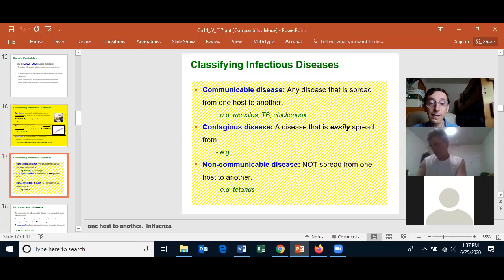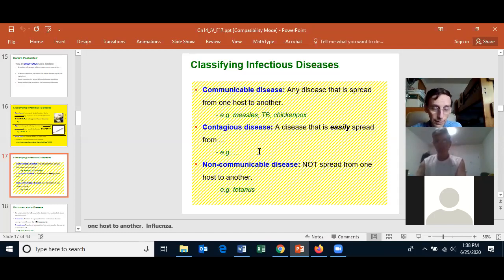A contagious disease is a disease that is easily spread from one host to another. Like the flu would be a contagious disease. Measles is also a contagious disease. Tuberculosis is communicable but not contagious, meaning it does spread from one host to another, but it doesn't spread easily. And so all contagious diseases are communicable, but not all communicable diseases are contagious.